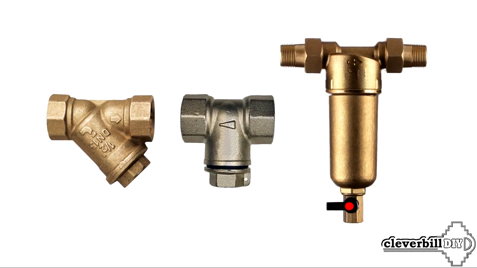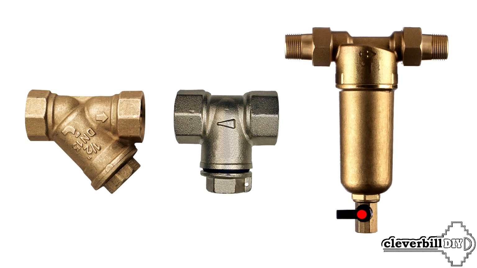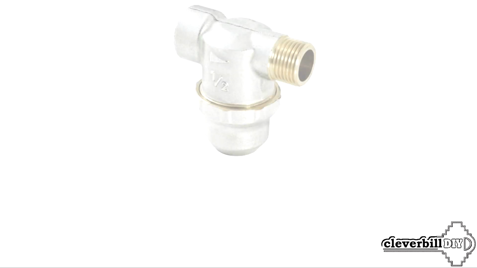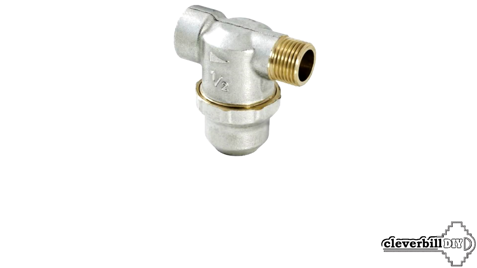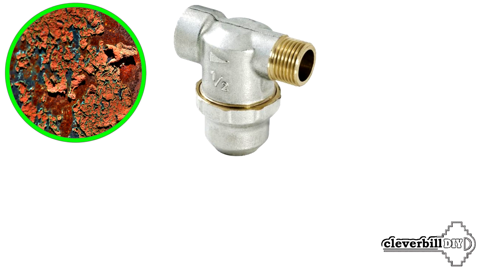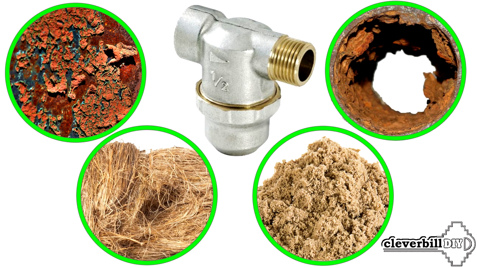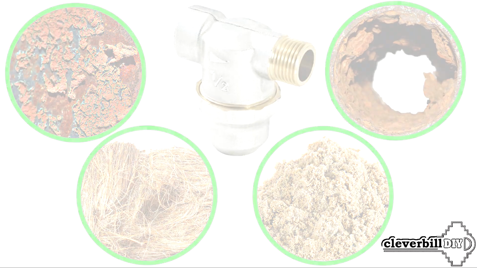They are also called a coarse filter or mud filter. The main task of such a filter is to capture impurities in the form of corrosion products, organic fibers, scale and sand, which in one way or another can damage or reduce the service life of plumbing fixtures and fittings.